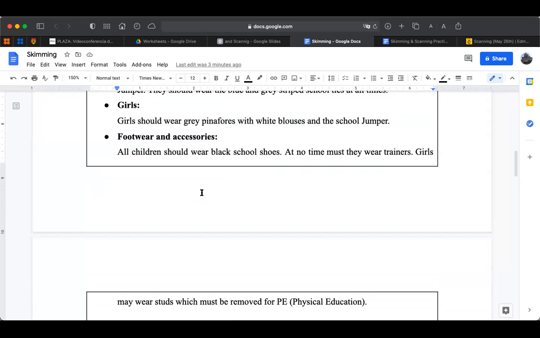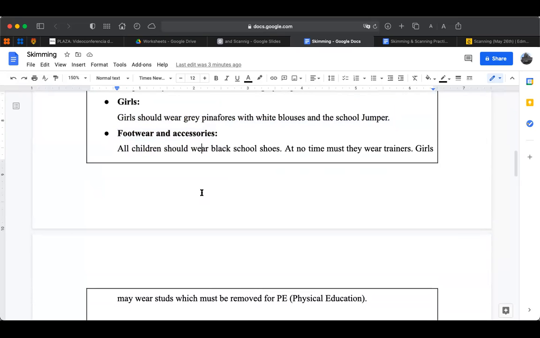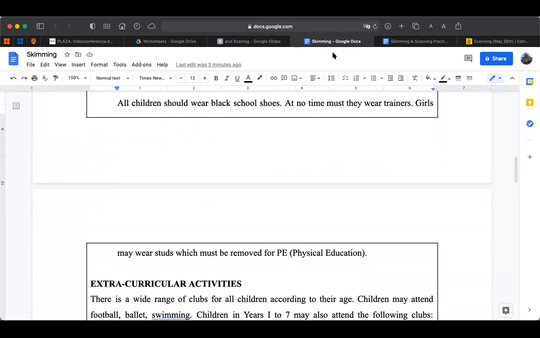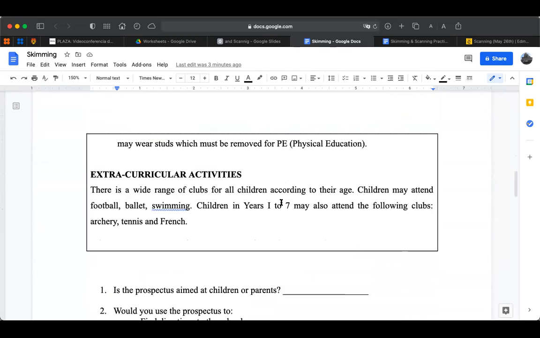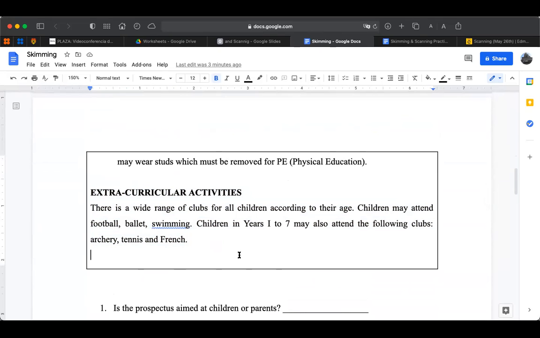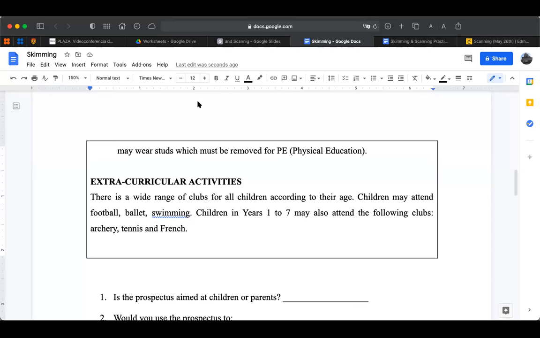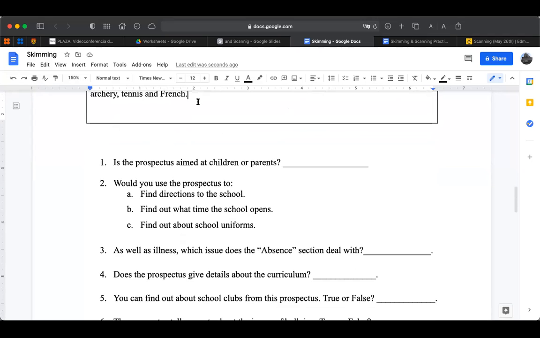Footwear and accessories. All children should wear black school shoes. At no time must they wear trainers. Girls may wear studs, which must be removed for physical education. Okay, very good. And the last one. Can someone read the last one? This one right here. Yo lo leo, profe. Okay, go ahead. Extracurricular activities. There is a wide range of clubs for all children according to their age. Children may attend football, ballet, swimming. Children in years 1 to 7 may also attend the following clubs: archery, tennis, and French. Okay, very good.